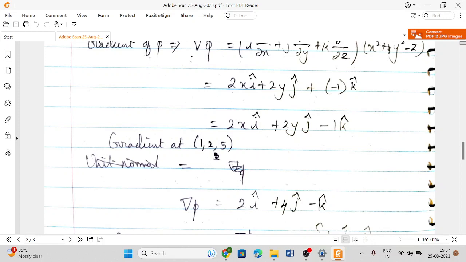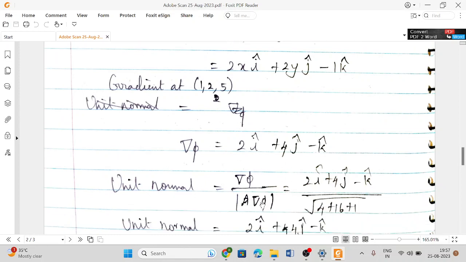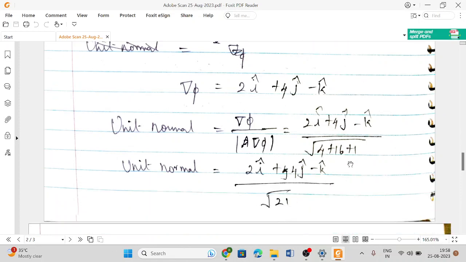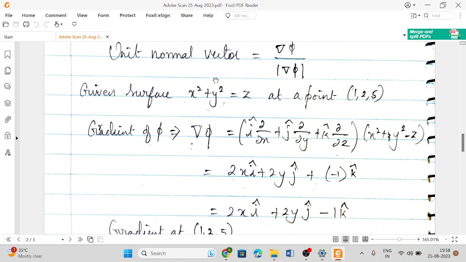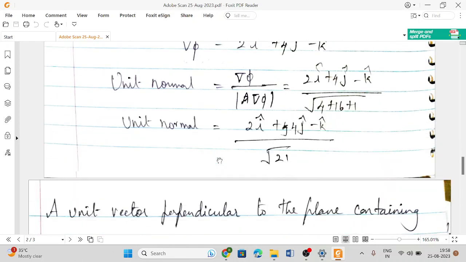So here we have the gradient. Instead of x, put 1. Instead of y, put 2. There is no z here, so it will come as it is. The unit normal vector is del phi by modulus of del phi. So 2i plus 4j minus k over the square root of 4 plus 16 plus 1. I just squared this, right? So the unit normal vector is written like this: 2i plus 4j minus k divided by root 21. This is the unit normal vector for the given surface x square plus y square equal to z. If you want to visualize this, use Mathematica or Wolfram Alpha.